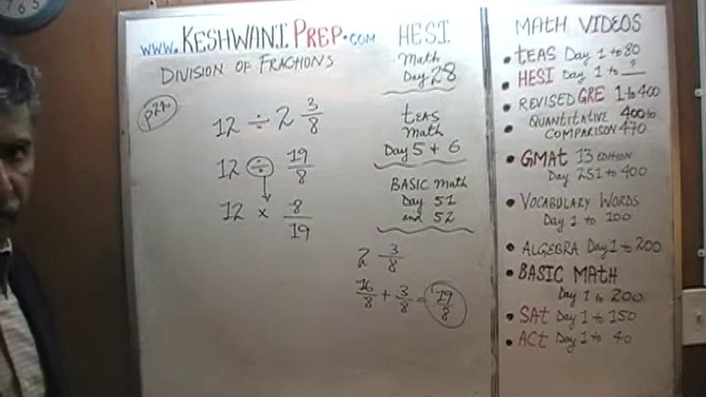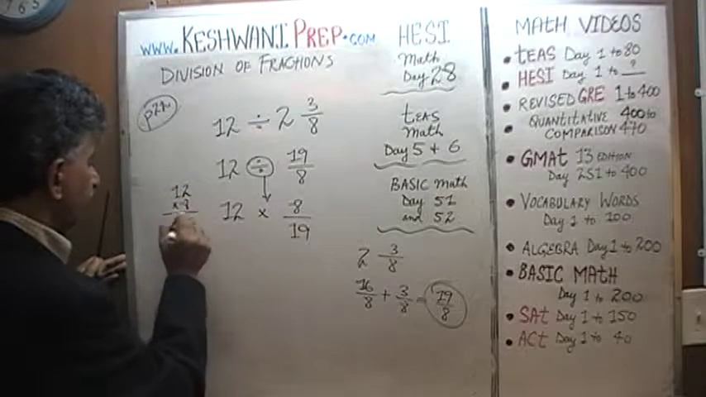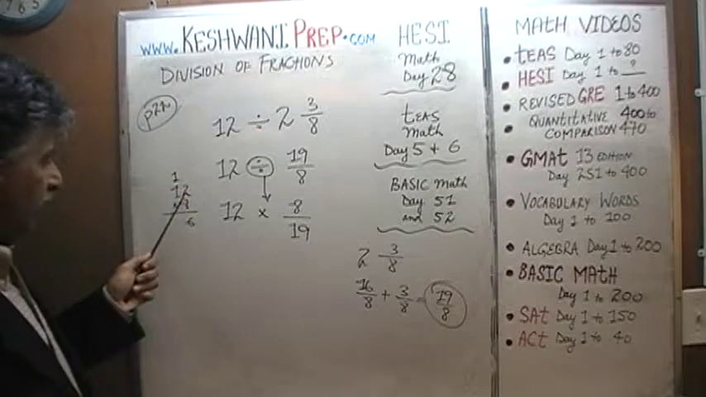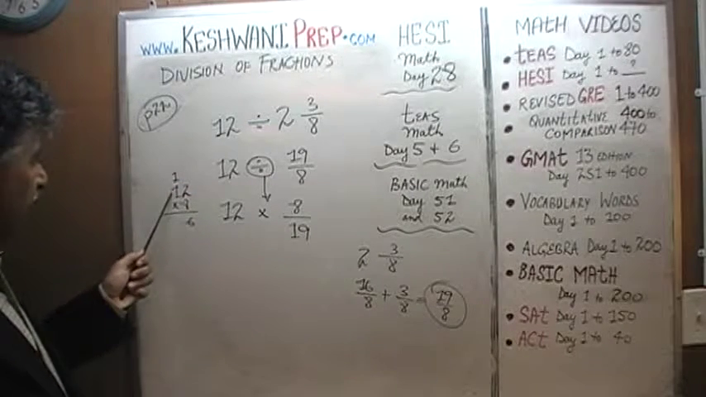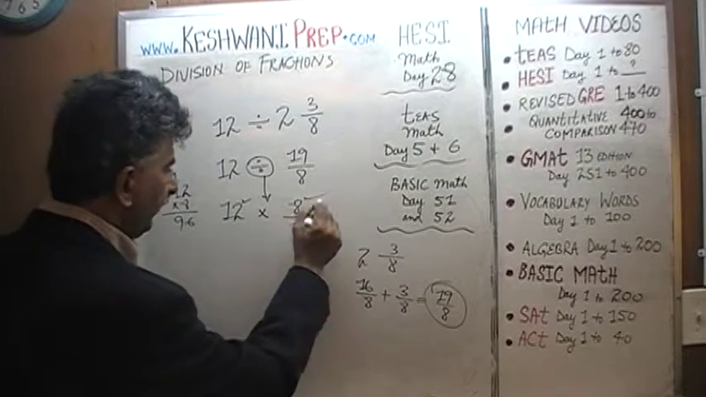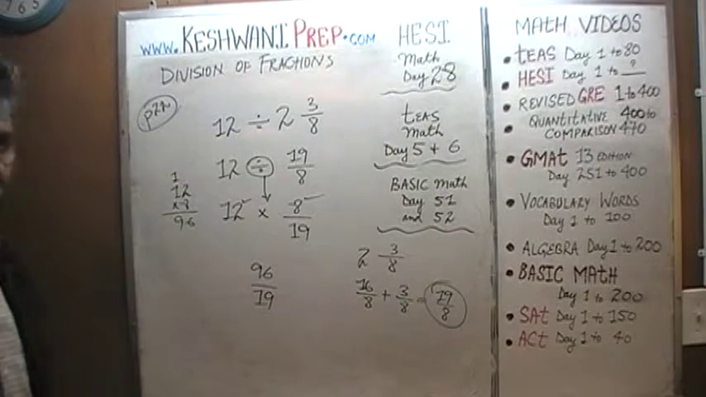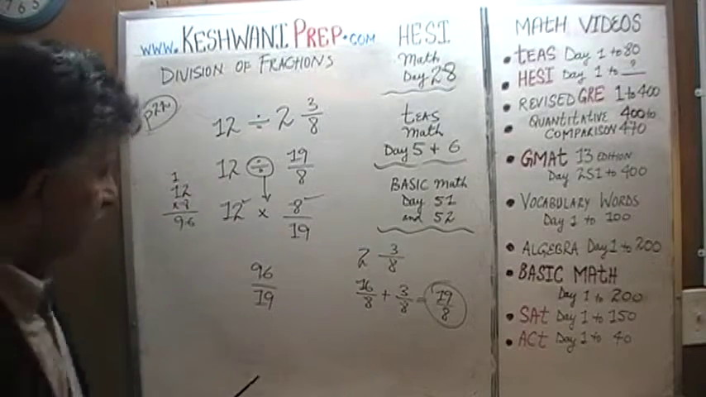How much is 12 times 8? Let's find out. 8 times 2 is 16, 6 carry 1, 8 times 1 is 8, plus 1 is 9. So it's 96. So 12 times 8 becomes 96 over 19. Let's finish it up very quickly.